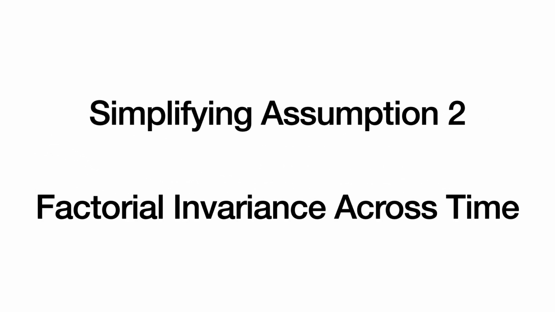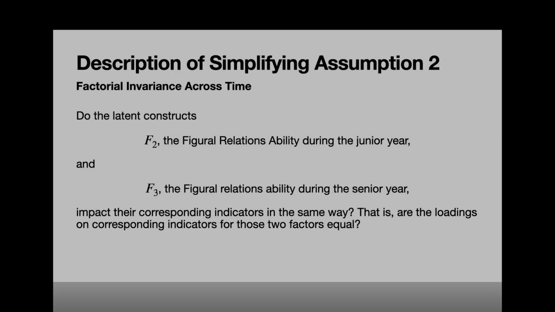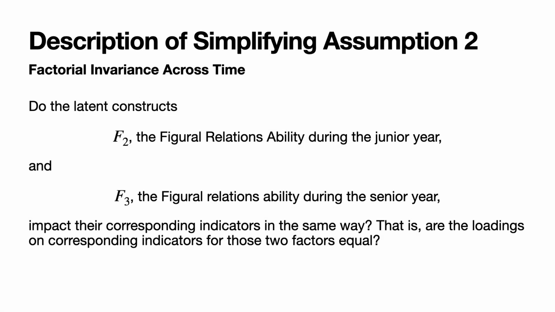Let's now look at simplifying assumption 2, which is factorial invariance across time. And so here is a description of this simplifying assumption. Do the latent constructs F2 and F3, the figural relations abilities during the junior year and senior year respectively, impact their corresponding indicators in the same way? That is, are the loadings on corresponding indicators for those two factors equal? That's what it means for there to be factorial invariance across time.